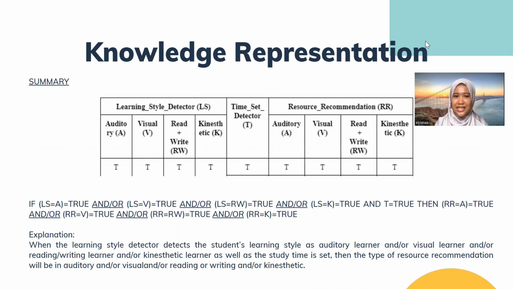When the learning style detector detects the student's learning style as an auditory learner, and or visual learner, and or reading or writing learner, and or kinesthetic learner, as well as the study time being set, then the type of resource recommendation will be either auditory, and or visual, and or reading or writing, and or kinesthetic.